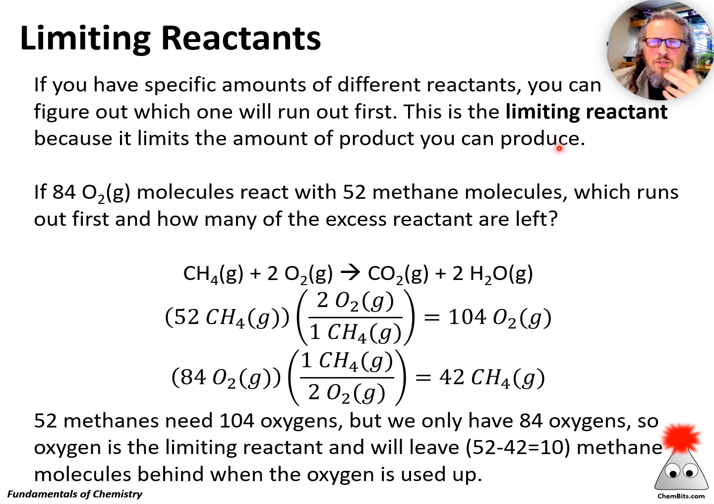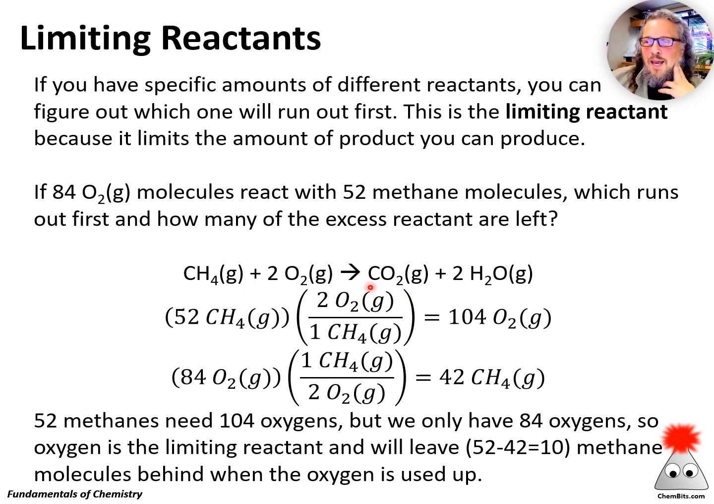There are a few different ways to approach these, but let's just look at one. If I've got 84 oxygen molecules and I react those with 52 methane molecules, so I've got a specific number of both reactants, which runs out first and how many of the excess reactant are left? So limiting reactant is what runs out. Excess reactant is what's left over at the end.